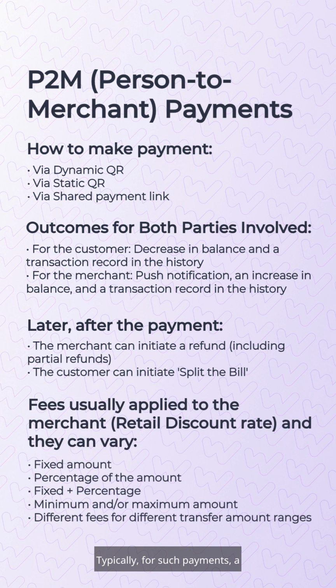Typically, for such payments, a commission is deducted from the merchant, known as the retail discount rate. This is regulated by project settings. The commission can be fixed, a percentage of the amount, or a percentage of the amount plus a fixed minimum. You can also set minimum and maximum commissions and apply different commissions for different payment amount ranges.